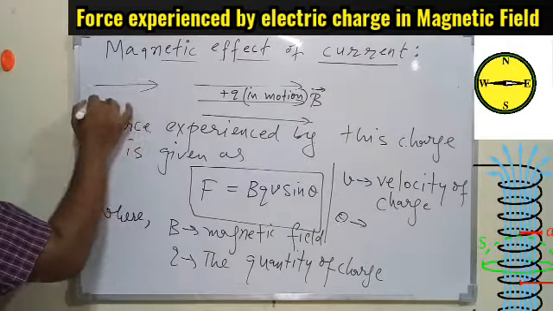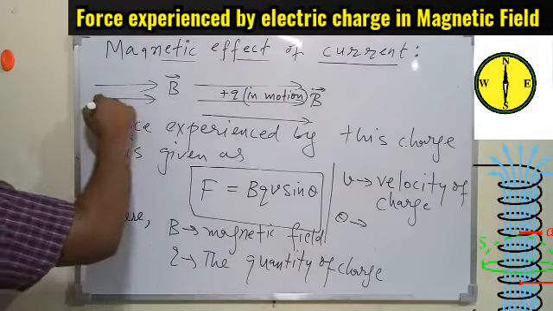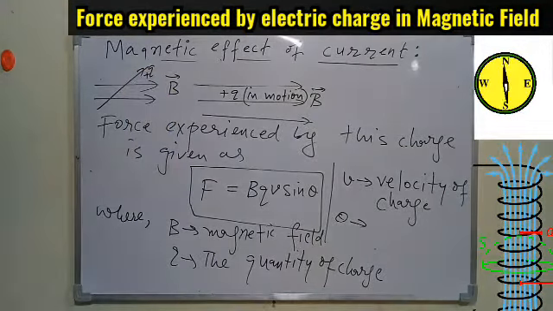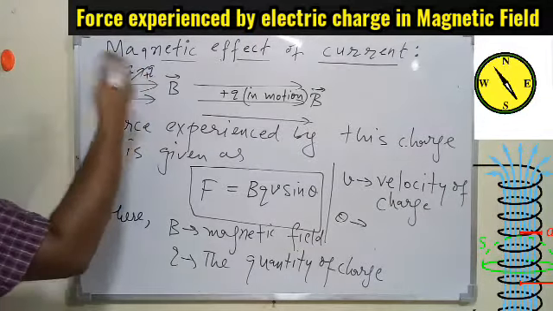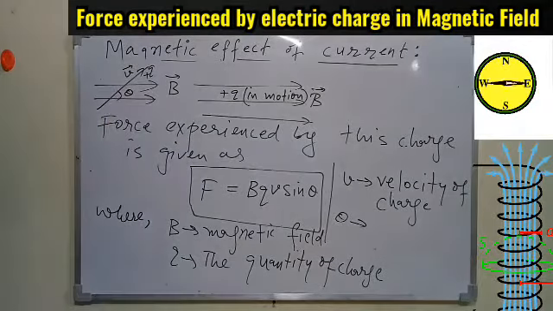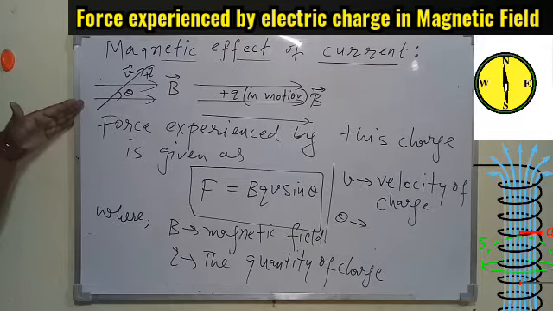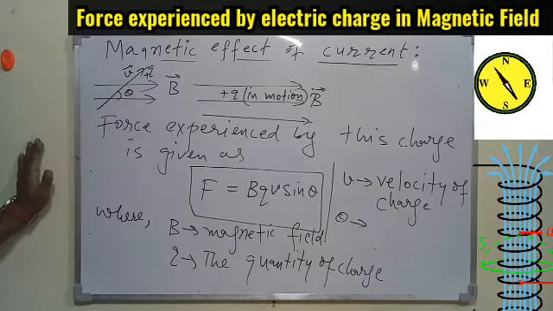Magnetic field is a vector quantity, it will have a direction, and let the charge be moving in this direction. So if plus Q moves in this direction, it will have velocity in this direction, and this direction of the charge will make some angle with the magnetic field. I am repeating again: when the charge is moving within the magnetic field, it will be moving at some angle with the magnetic field. Magnetic field is a vector, so it will have a direction.